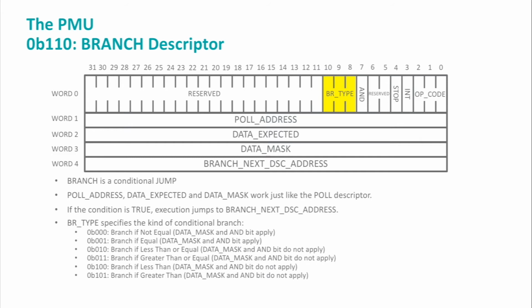BR type values from 2 to 5 are arithmetic comparisons, so the values given in the data mask field and the AND bit don't apply here. The entire data expected field is treated as an unsigned integer. A BR type value of 2 performs a branch if the value read from memory is less than or equal to the expected value. A value of 3 performs a branch if the value read from memory is greater than or equal to the expected value. A value of 4 performs a branch if the value read from memory is strictly less than the expected value, and a value of 5 performs a branch if the value read from memory is strictly greater than the expected value. In all cases, the comparison is unsigned.